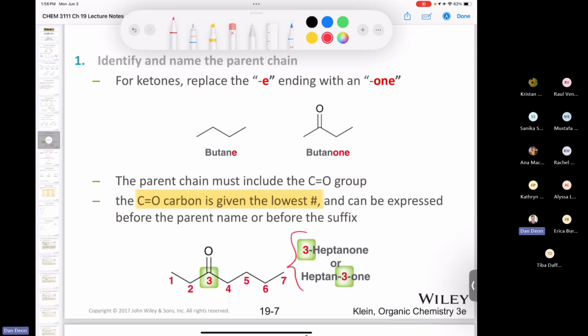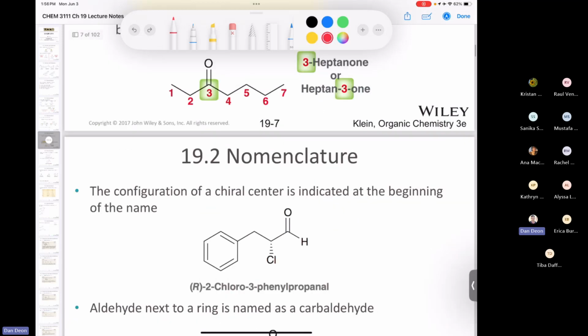Either one is perfectly acceptable. They're both accepted by IUPAC. There's nothing wrong with either of them, okay?